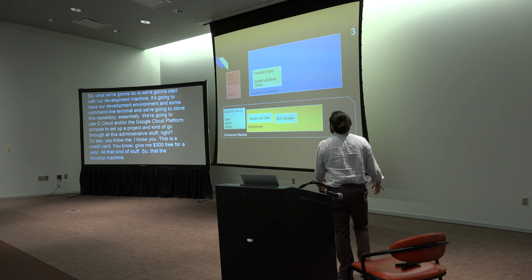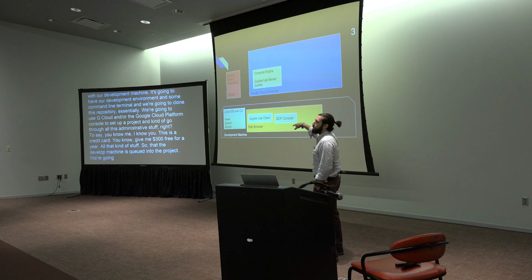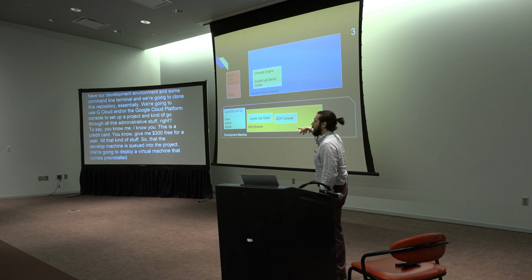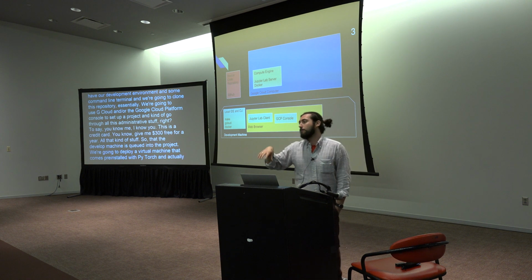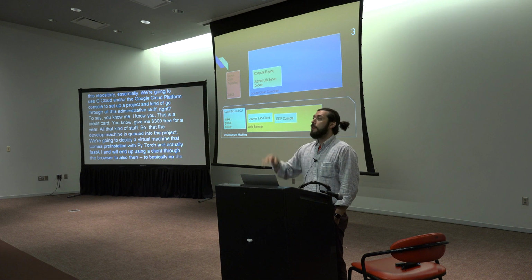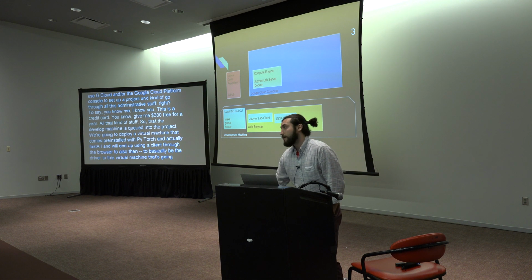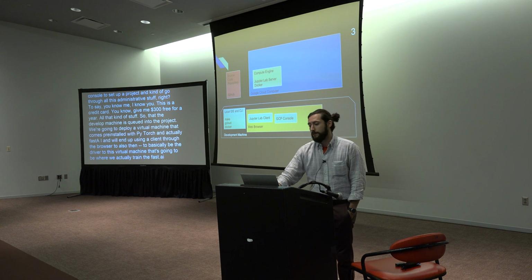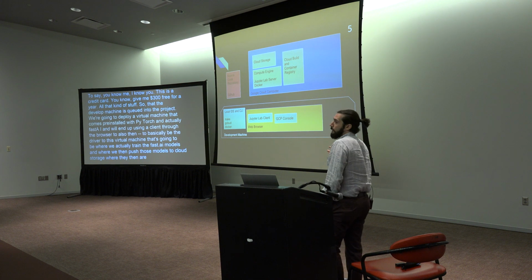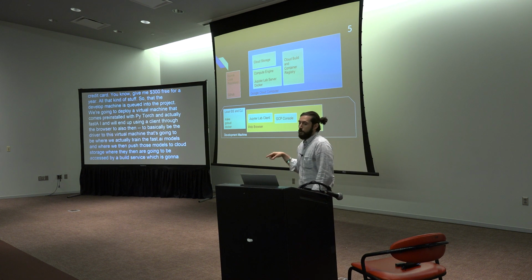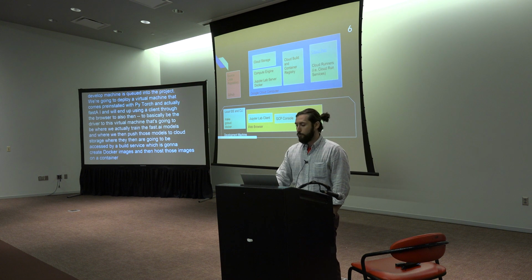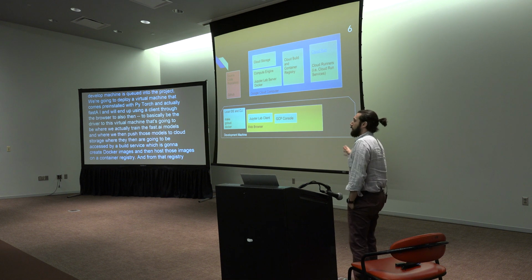We're going to deploy a virtual machine that comes pre-installed with PyTorch and FastAI, and we'll use a client through the browser to drive this virtual machine, where we actually train the FastAI models and then push those models to cloud storage. There they are accessed by a build service, which creates Docker images and hosts those images on a container registry.